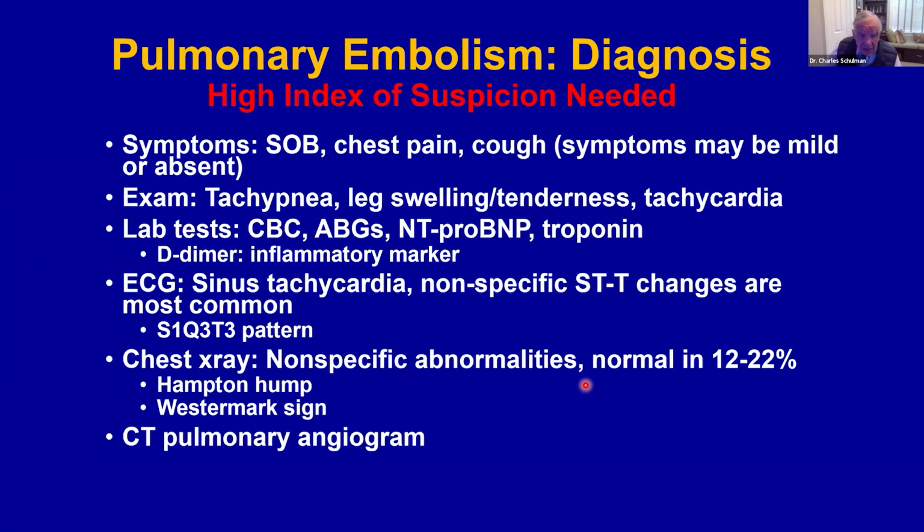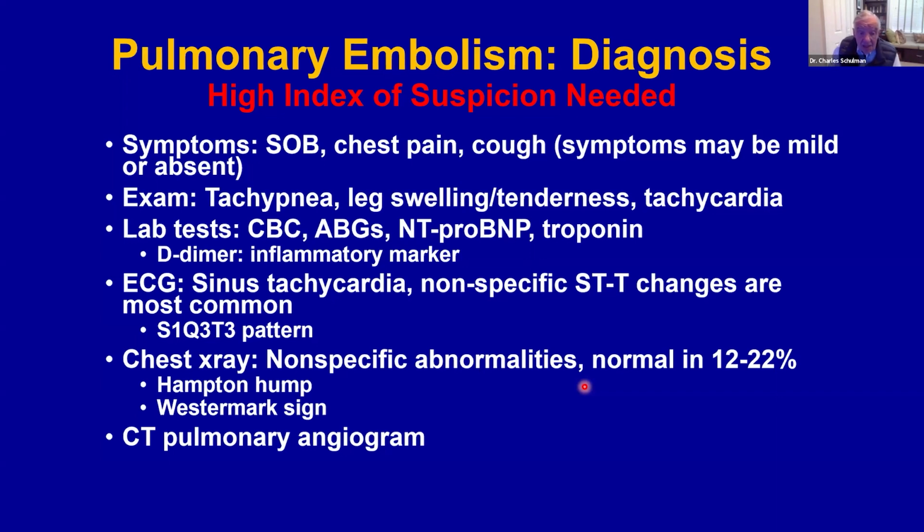The diagnosis of pulmonary emboli requires a high index of suspicion. The symptoms are not specific. They may be mild or absent: shortness of breath, chest pain, cough. On exam, you may see tachypnea for otherwise unexplained reason. Patient may have leg swelling or tenderness, indicating the possibility of a DVT. The patient may have a tachycardia.